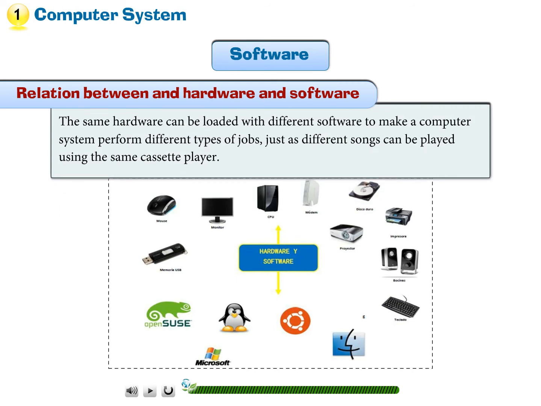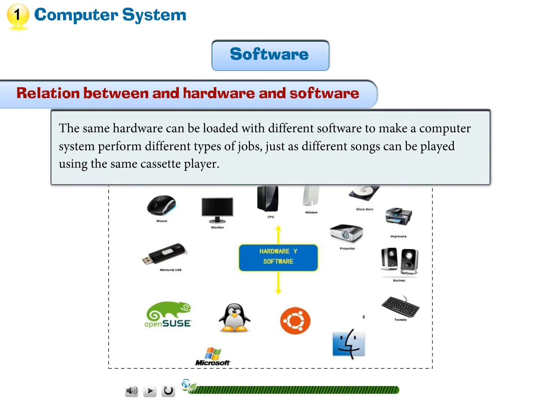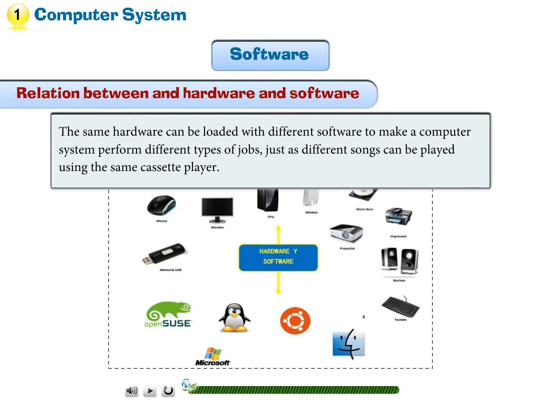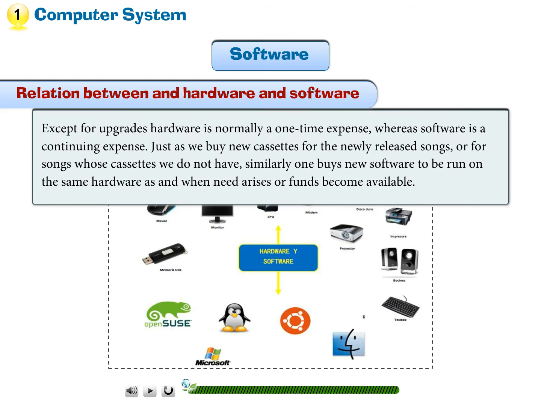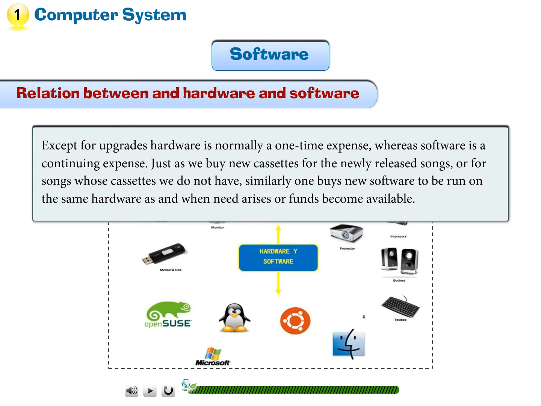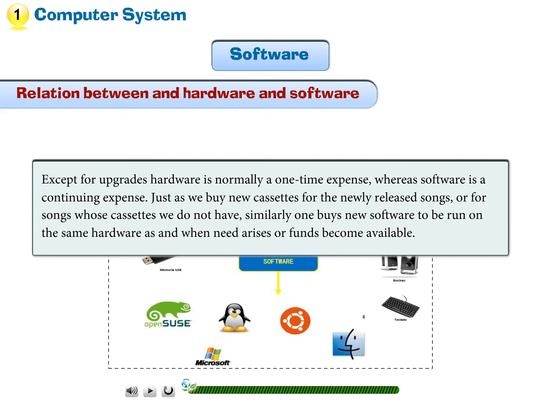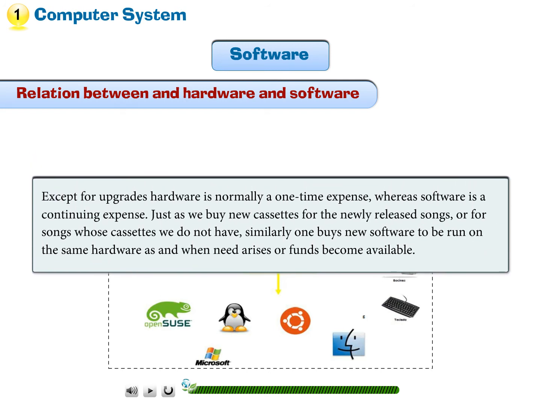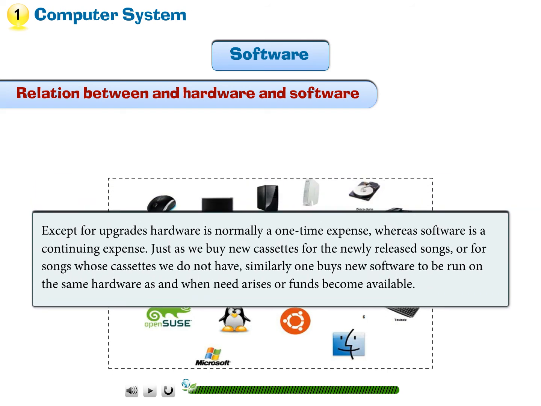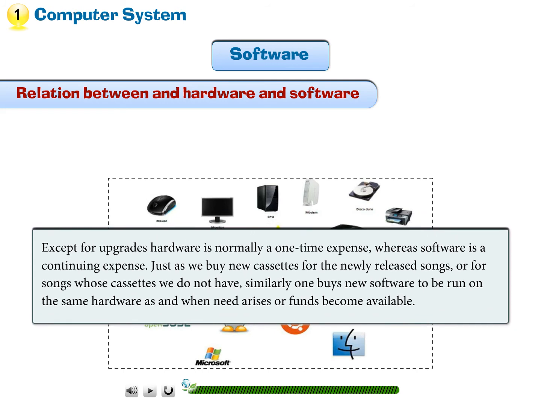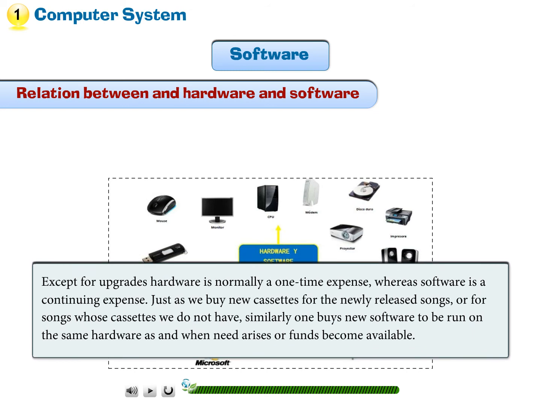The same hardware can be loaded with different software to make a computer system perform different types of jobs, just as different songs can be played using the same cassette player. Except for upgrades, hardware is normally a one-time expense, whereas software is a continuing expense. Just as we buy new cassettes for newly released songs or for songs whose cassettes we do not have, similarly, one buys new software to be run on the same hardware as and when need arises or funds become available.